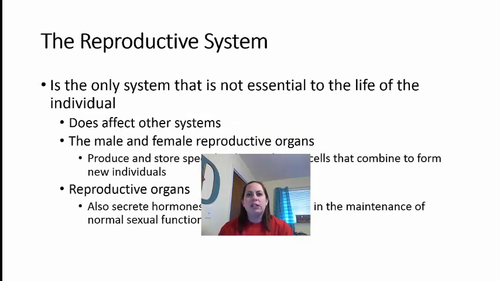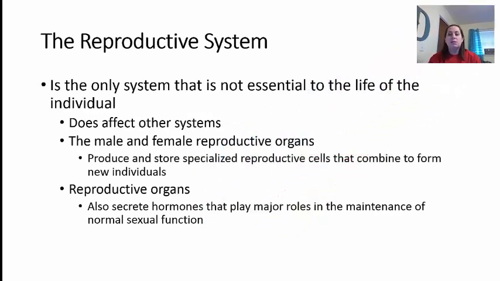So before we actually get into the individual systems, male and female, this is the only system that is not essential for the life of the individual. You can have a non-functional reproductive system and be pretty much just fine. However, it does affect other systems, and this is normally due to the hormones, okay? But again, hormone replacement and things like that can be done.